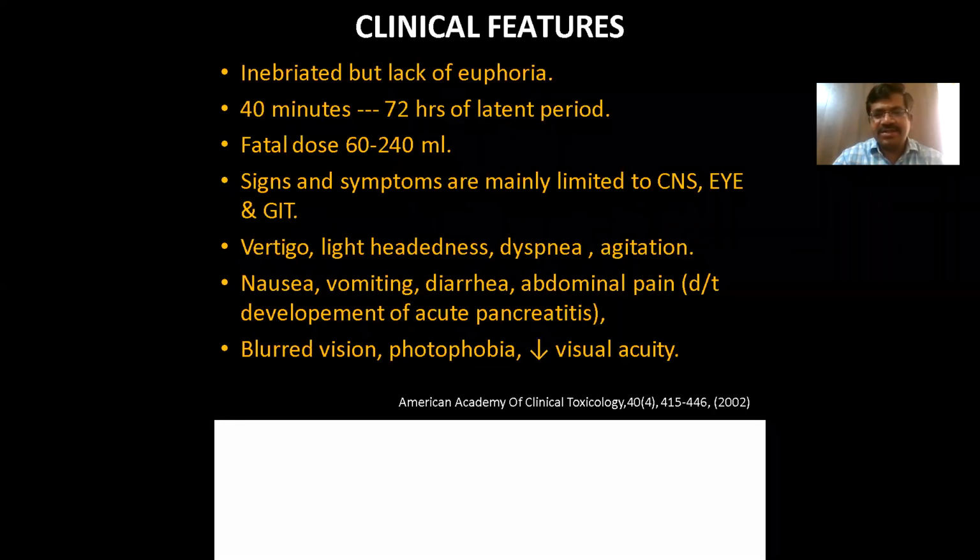Symptoms include vertigo, lightheadedness, dyspnea, agitation, nausea, vomiting, diarrhea, and also abdominal pain, especially acute pancreatitis. Even though it is not seen in ethanol toxicity, in methanol toxicity pancreatitis is commonly seen. Also there is blurred vision, photophobia, and decrease in visual acuity. So all these are very limited to the CNS, eye, and GI tract, and the liver is not much involved.